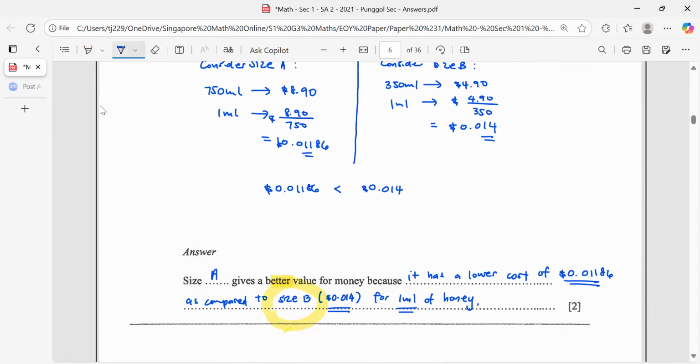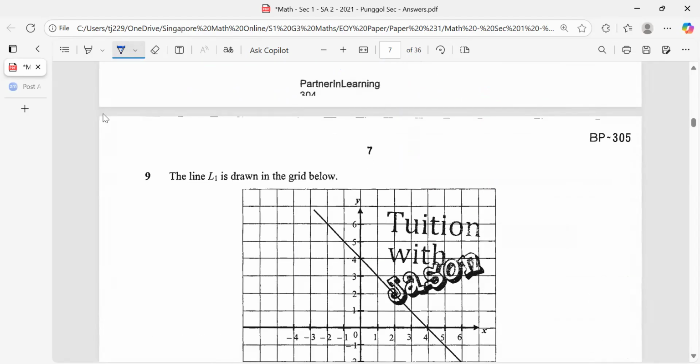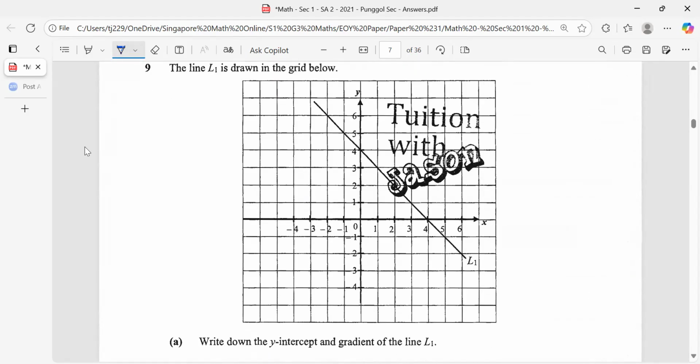Okay, yeah. And it is also more credible for us to put down the cost per unit volume. We don't just say, oh, this is of better value, but well, I think it's so, without any substantial proof or evidence. Okay, so in mathematics, we talk numbers, we reason with numbers, and of course, something that is mathematically sound. Moving on, let's have a look at question 9.